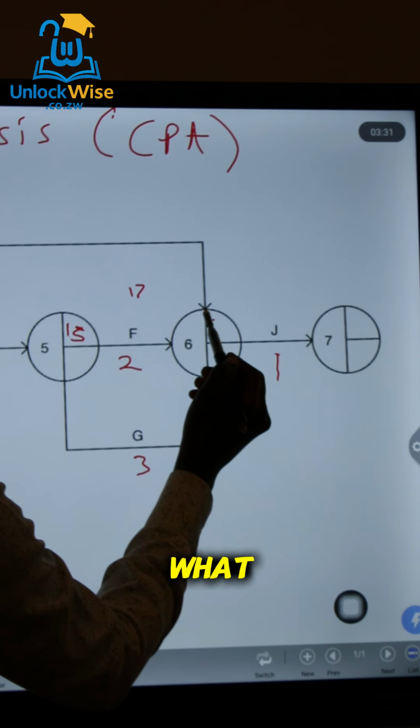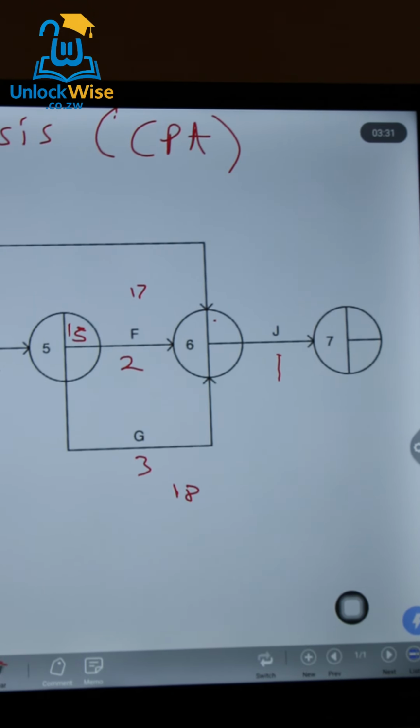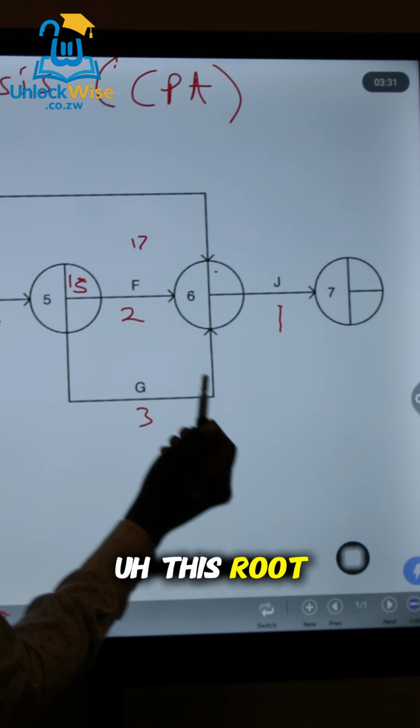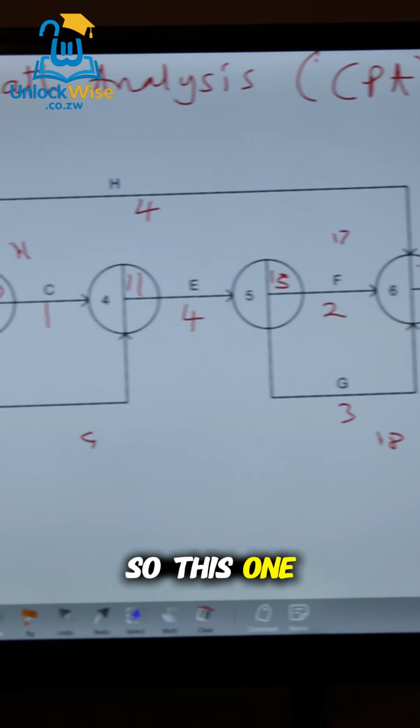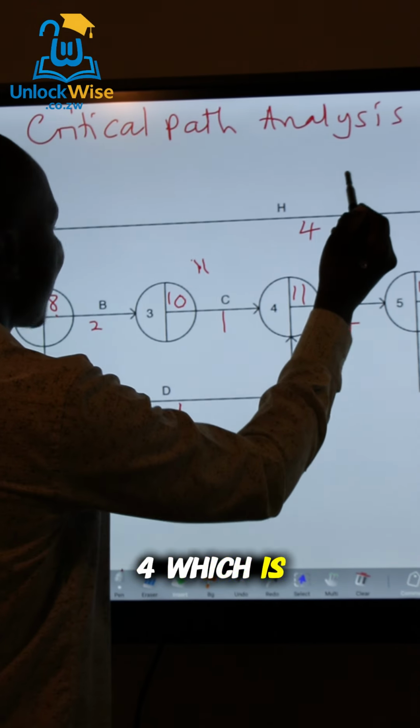So we're going to write what? 18. Even before we write the 18, we actually have another route that is coming because we have 3 routes. We have this route, and that route. So this one is 8 plus 4. As you can see, 8 plus 4, which is actually what?